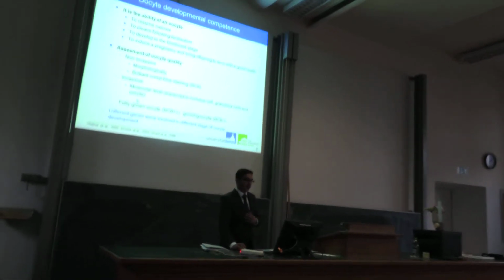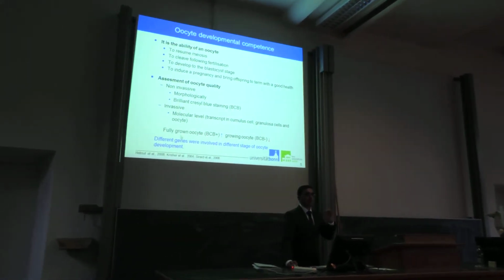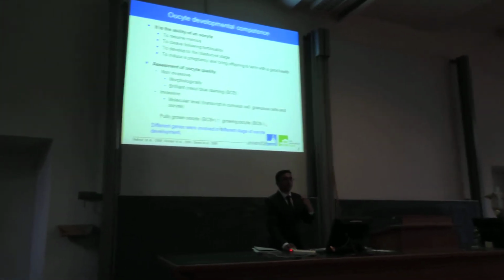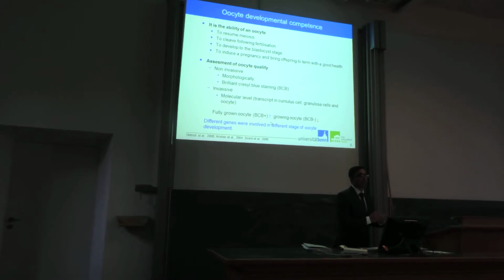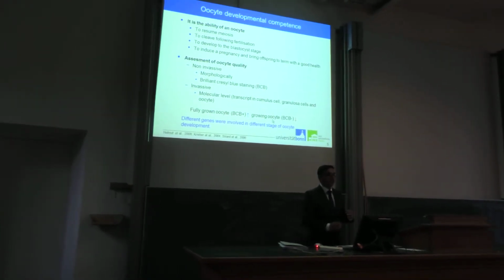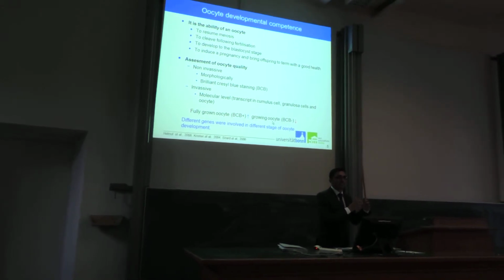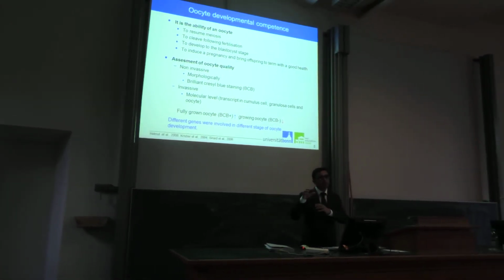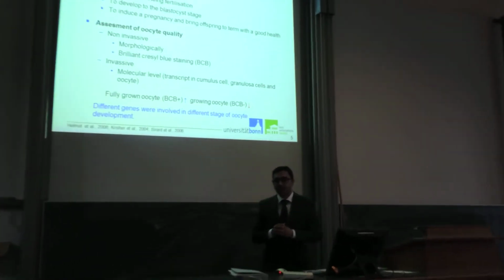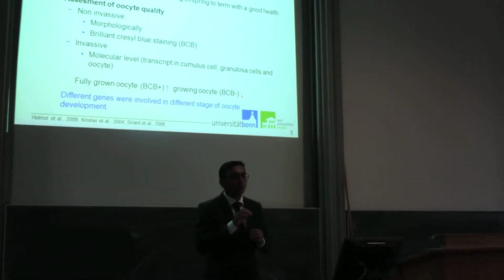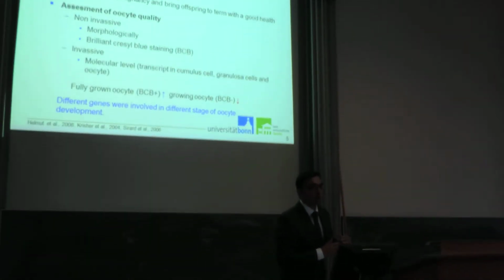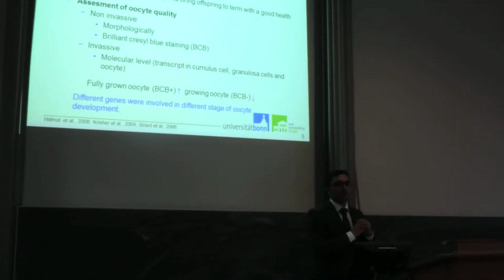Studies have shown that a fully grown oocyte selected by using brilliant cresyl blue shows better performance during in vitro fertilization compared to a growing oocyte. It has been shown that several genes are upregulated in several stages of follicular development. It means that there is a switch on, switch off mechanism of those genes. Which molecule is involved to make them switch on or switch off?